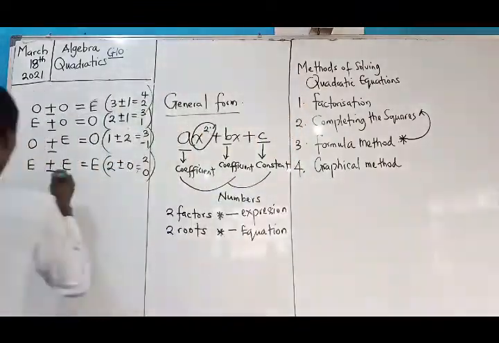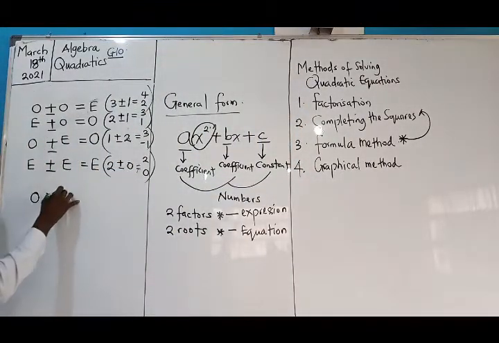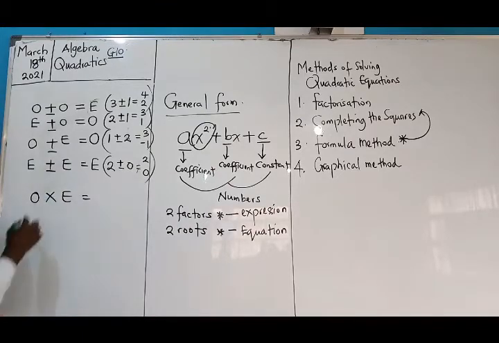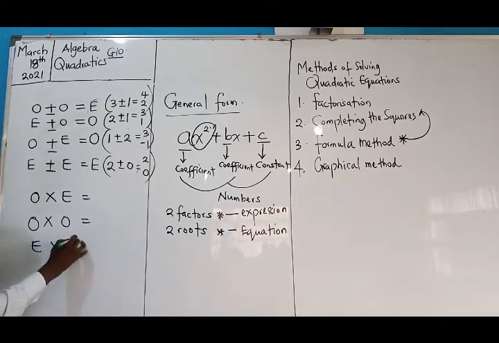So let's look at this. I have odd times even. What do I get? I have odd times odd. What do I get? I have even times even. And what do I get?